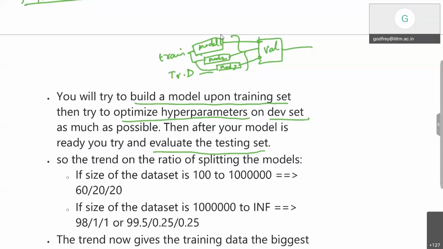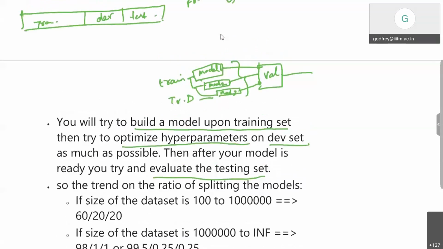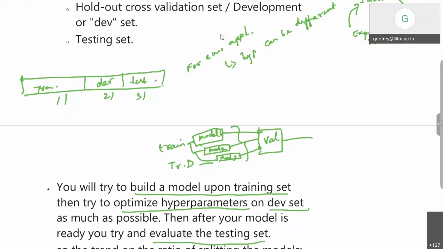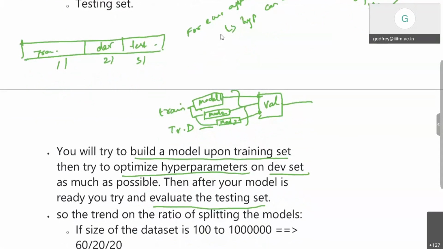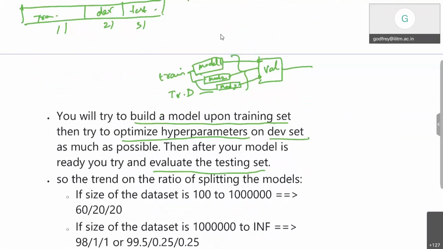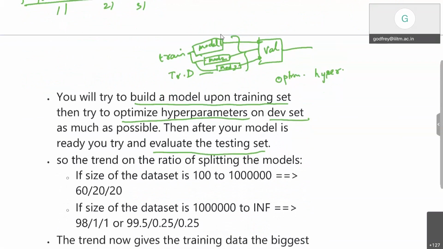Traditionally, people used these three data sets for training, for development, and for testing. This way, you try to optimize the hyperparameters, and find out which should be the set of hyperparameters to use.